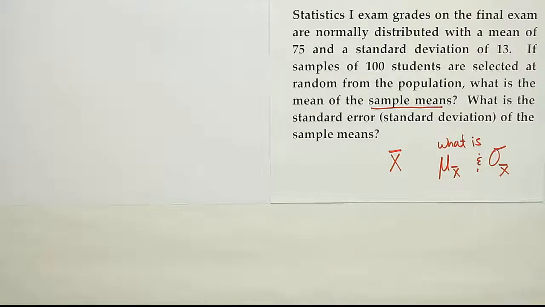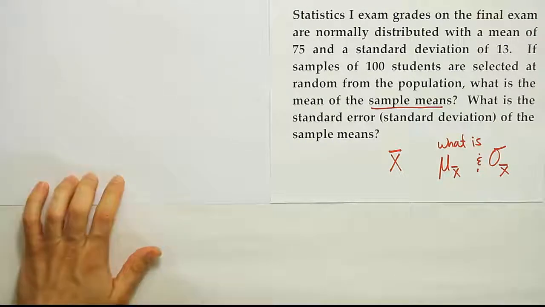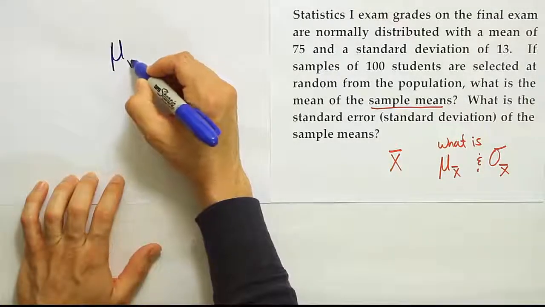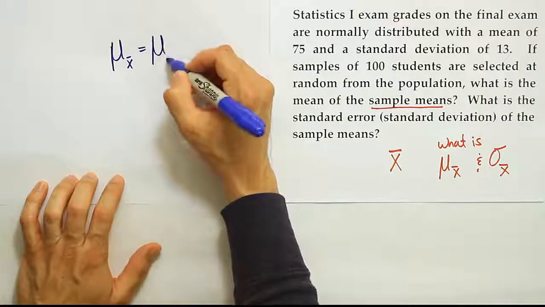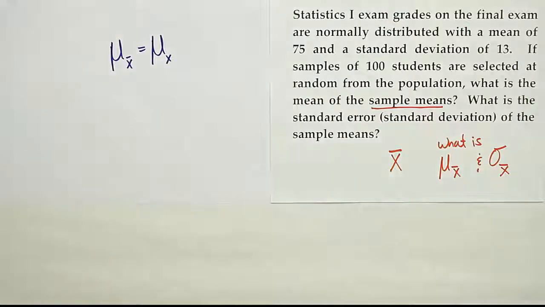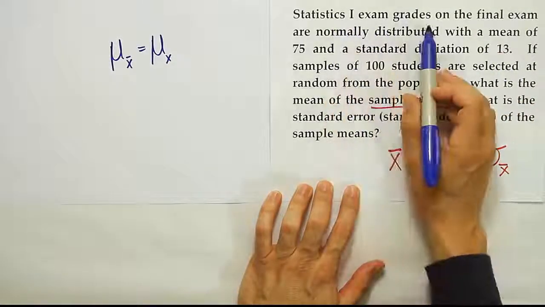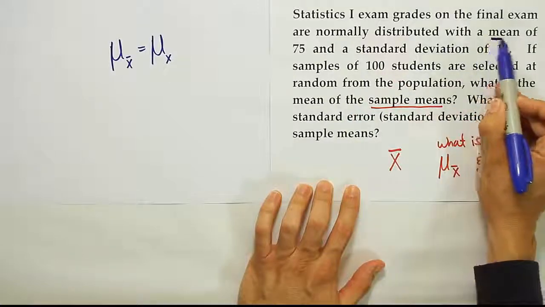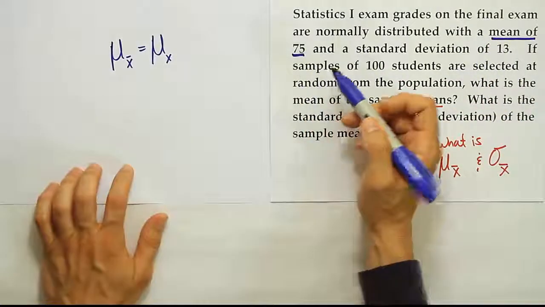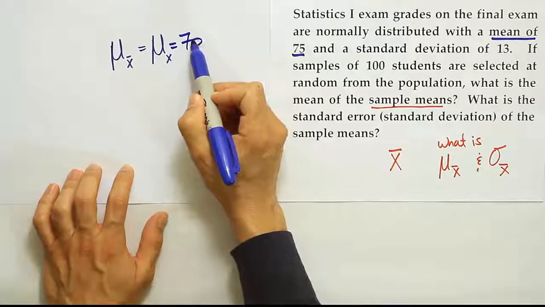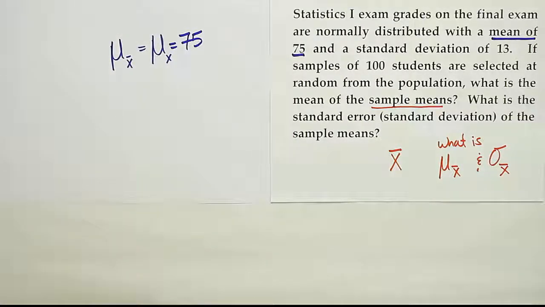Okay, so we actually have a nice theorem, the central limit theorem, that teaches us about these concepts. And that theorem has a simple statement about these two quantities. It tells us that the mean for x bar is simply equal to the mean for x. So in other words, whatever they gave you as the mean, that remains the same. So here they tell us that Stats 1 exam grades on the final exam are normally distributed with a mean of 75. So we know that the mean is 75. So we're done. We have that finished. There's nothing more to do.